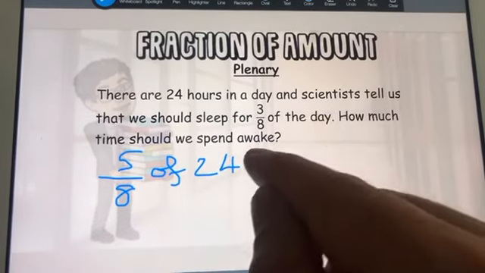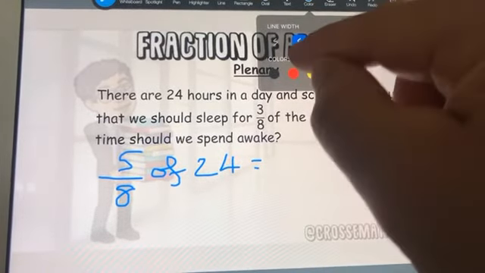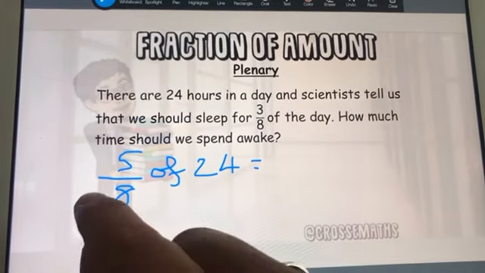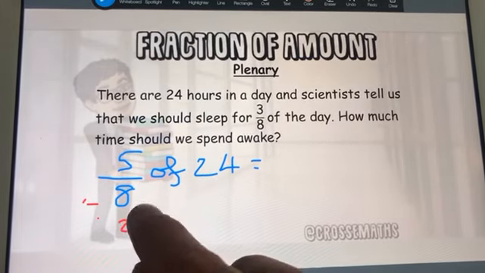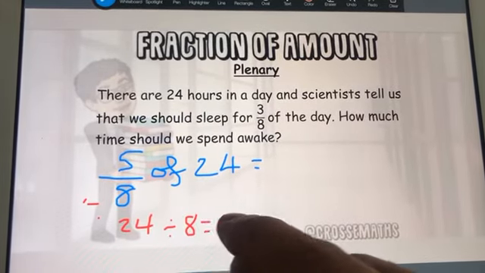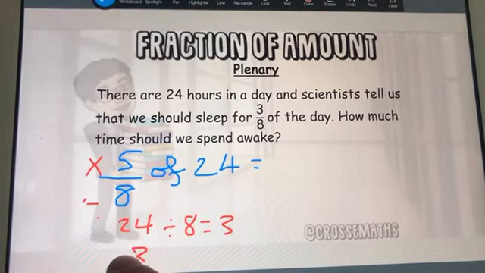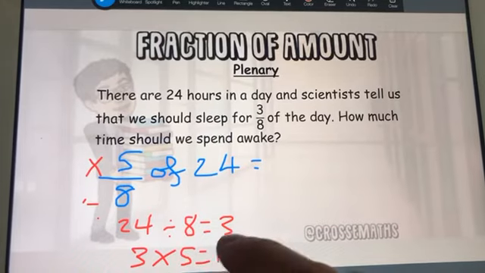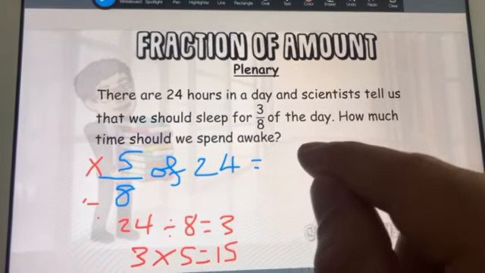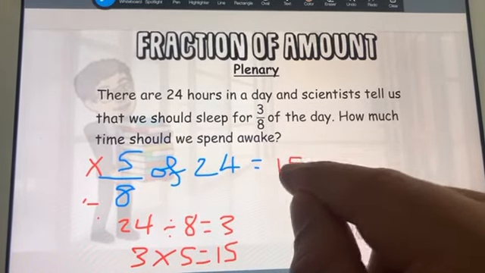So in order to do that, I'm going to change my colour. I need to divide 24 by 8. 24 divided by 8 gives me 3. And then I need to times that by 5. So 3 times 5 gives me 15. So altogether, according to scientists, we should be awake for 15 hours of every single day.